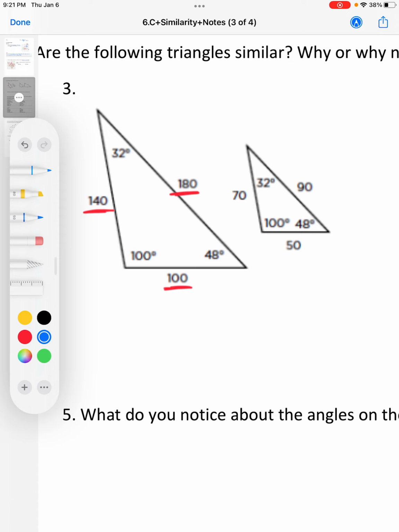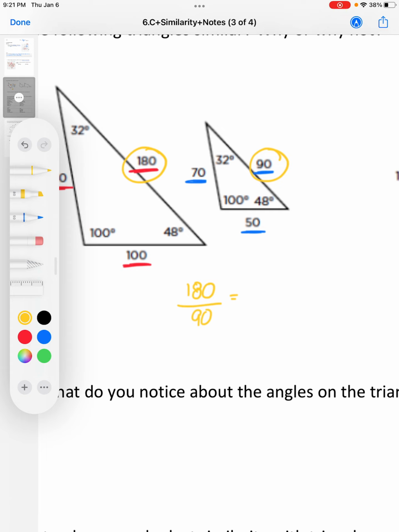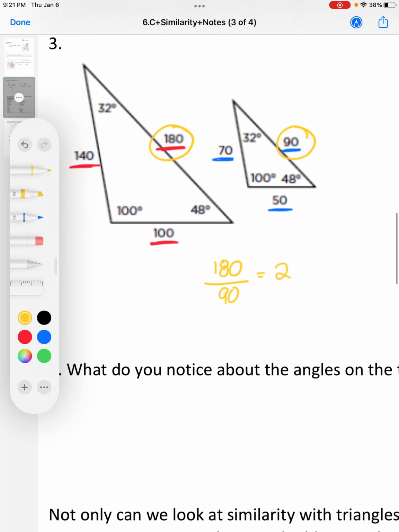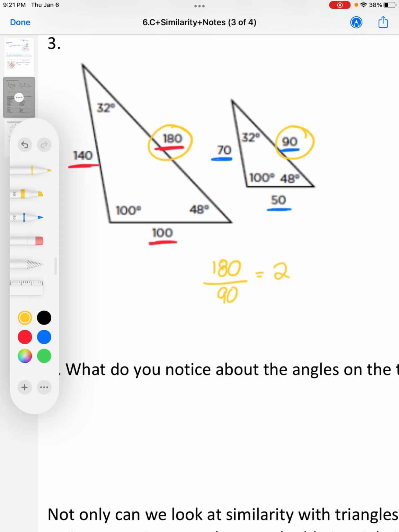Then I have another triangle that looks like this one that has a side length of 90, side length of 50, and a side length of 70. Well, what's the difference between 180 and 90? We can even type that in our calculator. What's 180 divided by 90? If we type that in our calculator, what do we get? We get 2. Okay, so the difference between these two is 2.